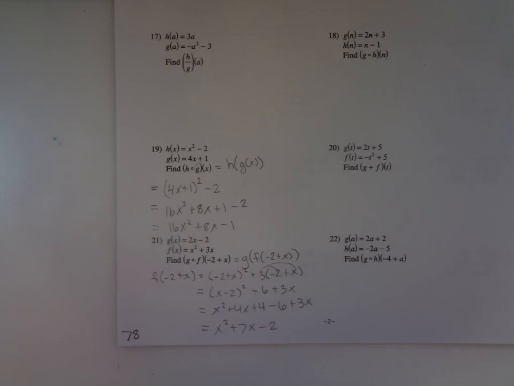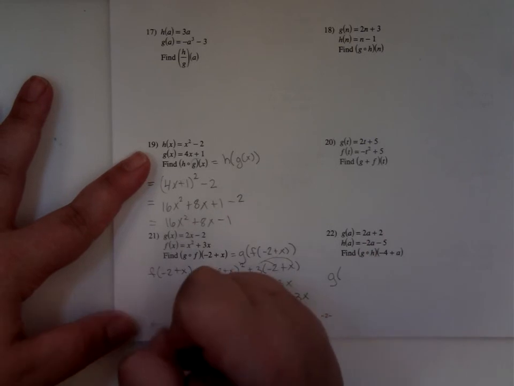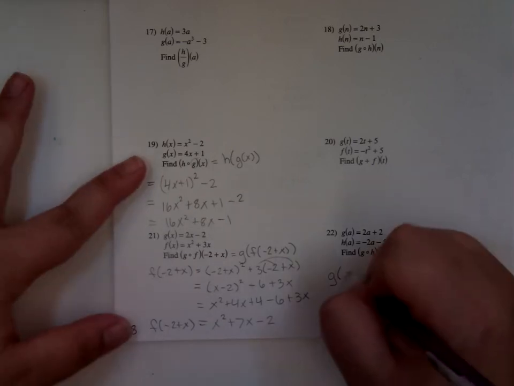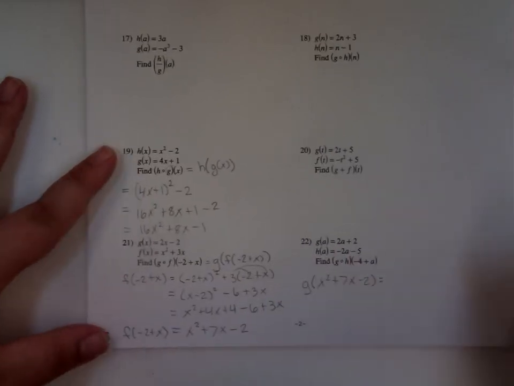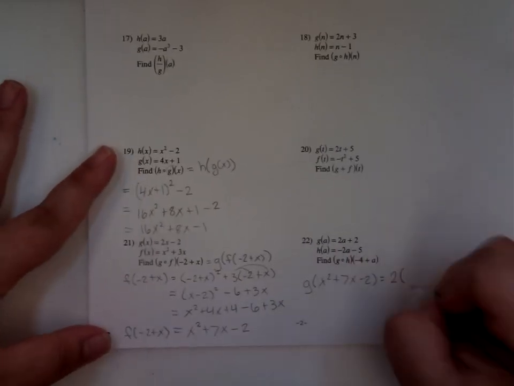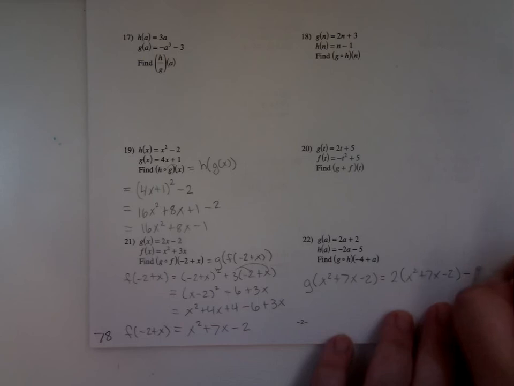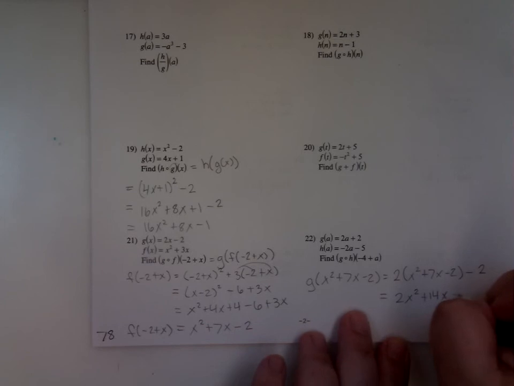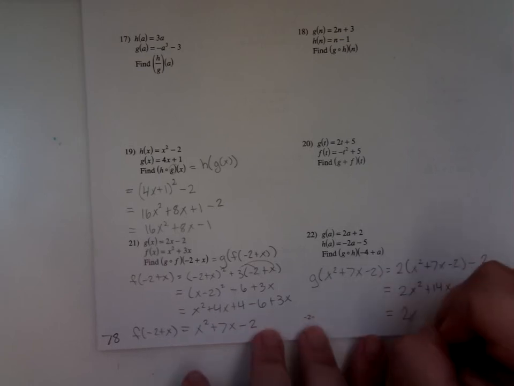So now this is f of negative 2 plus x. Now we need to do g of that. So g of x squared plus 7x minus 2. So what's that going to be? That's going to be 2 times x squared plus 7x minus 2, and then minus 2. So we've got 2x squared plus 14x minus 4, and then a minus 2. So our final answer is going to be 2x squared plus 14x minus 6.